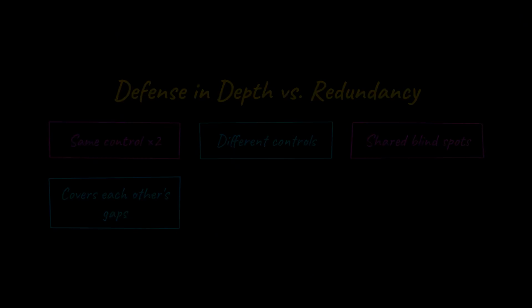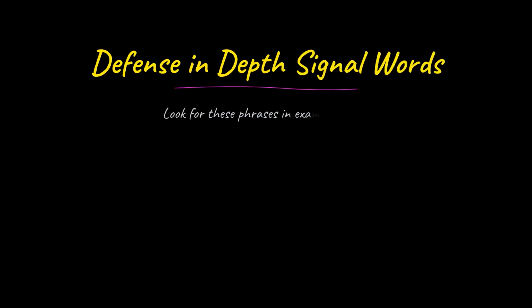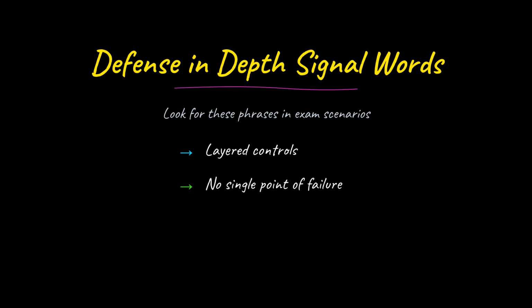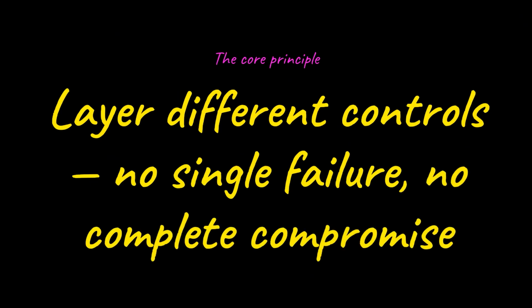On an exam, watch for signal words like layered controls, no single point of failure, complementary protections, and overlapping defenses. When a scenario describes several different controls, each covering a different angle of attack, defense in depth is the strategy being applied. Defense in depth accepts that any single control will eventually fail, and designs the environment so that no single failure produces a complete compromise. Diversity of mechanism is what makes it work.